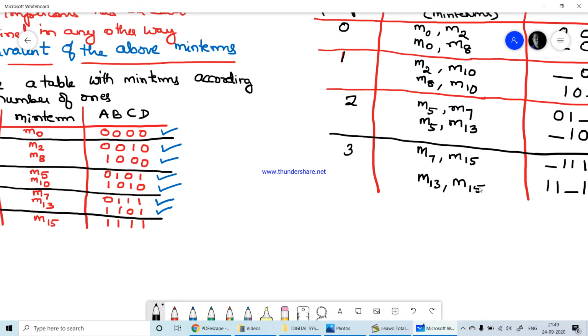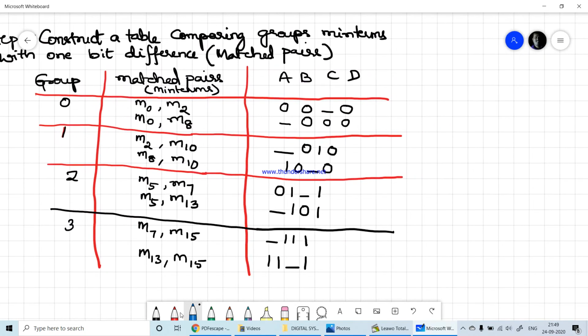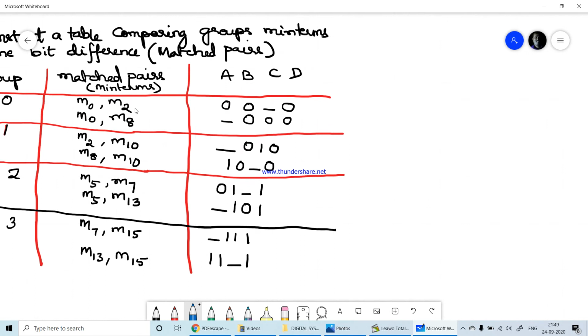Now M15 is used here for matching, therefore I am going to tick M15. By getting this table, we found that we don't have any essential prime implicants in the first table. Now we are going to construct the next step with the next table. So we'll repeat step 3 again with this table.